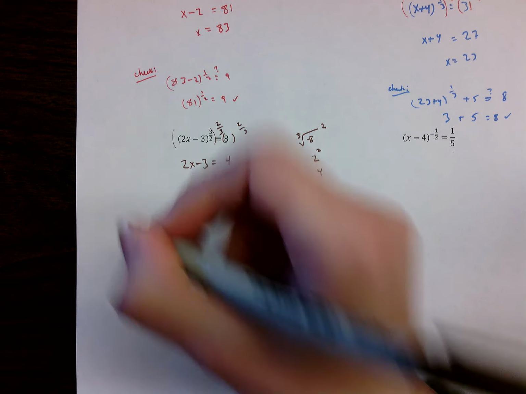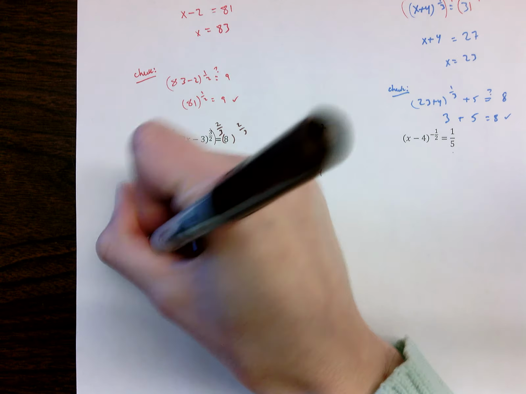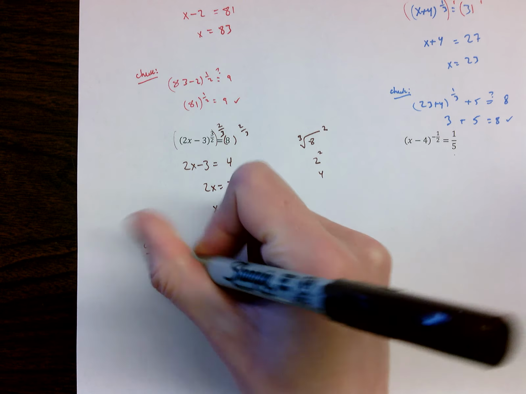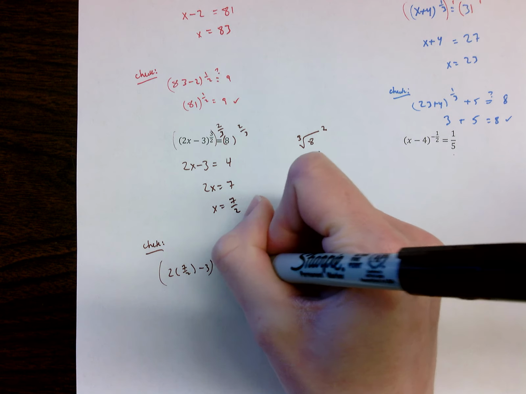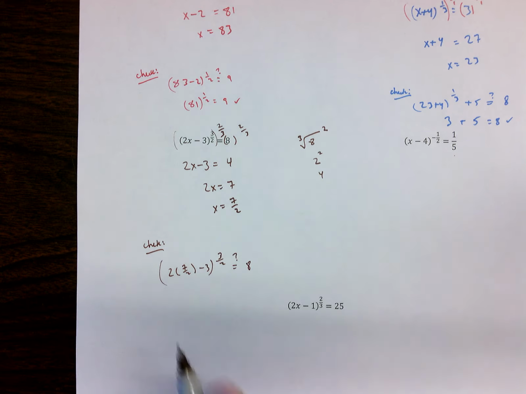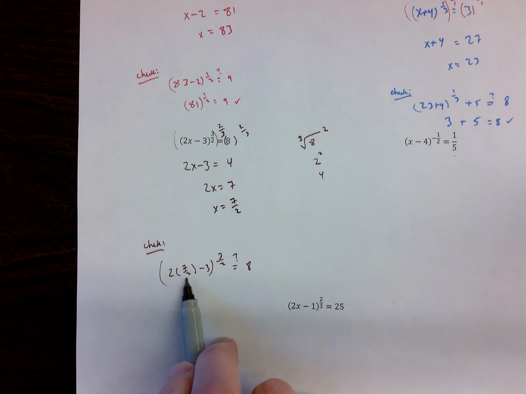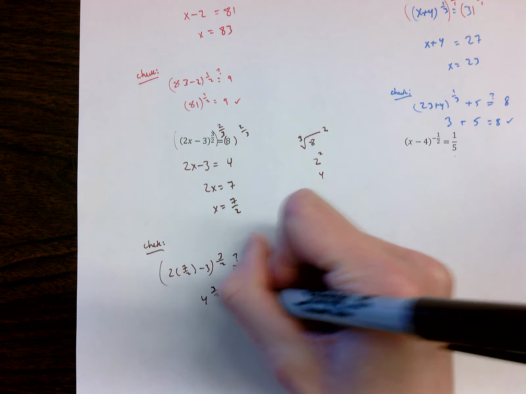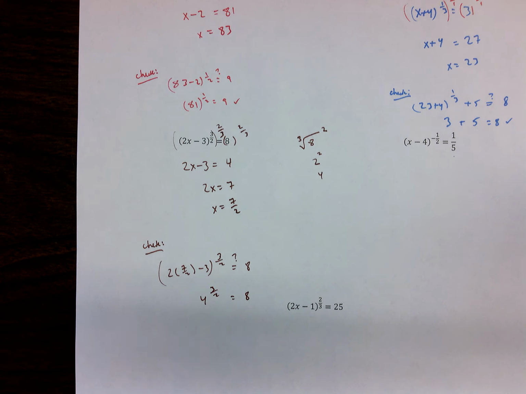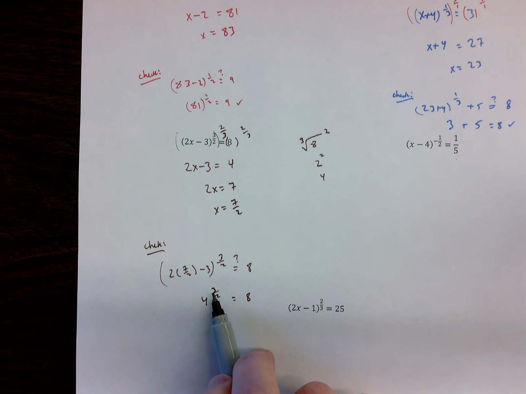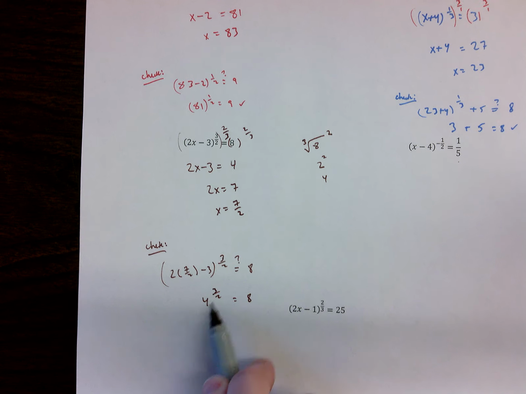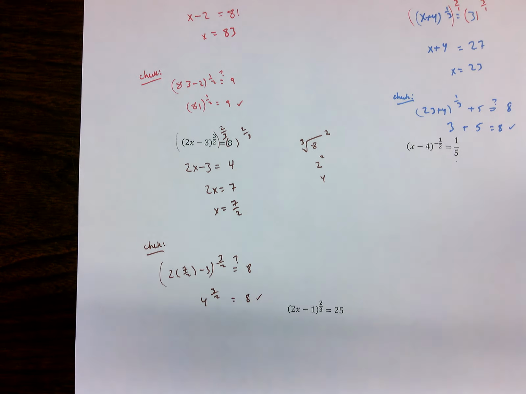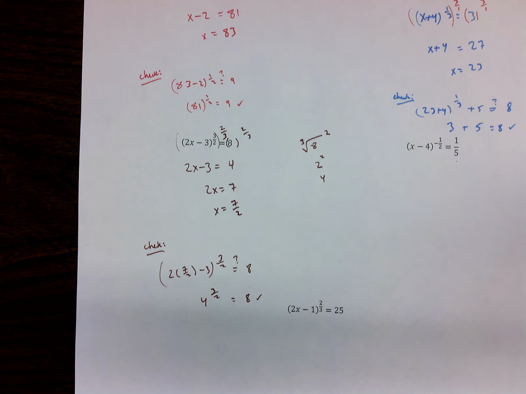Then just go back and double check that answer. So 2 times 7 over 2 minus 3 raised to the 3/2 power. We want to know, does that equal 8? Well, 2 times 7 over 2 would just be 7. 7 minus 3 is 4. So 4 to the 3/2 power, power over root. We take the square root of 4, which is 2, raise it to the third power, which is indeed 8. So that worked.